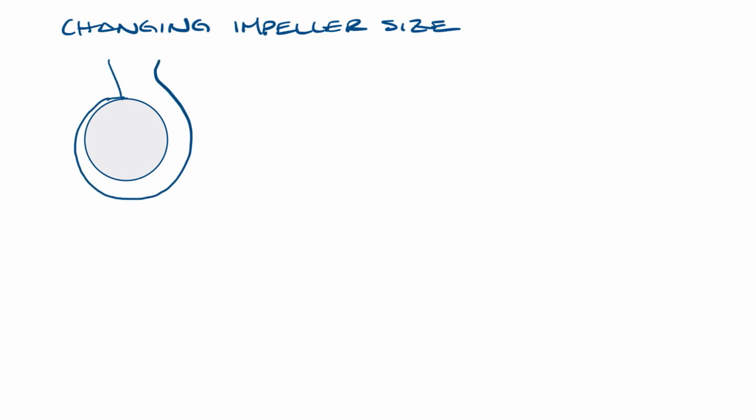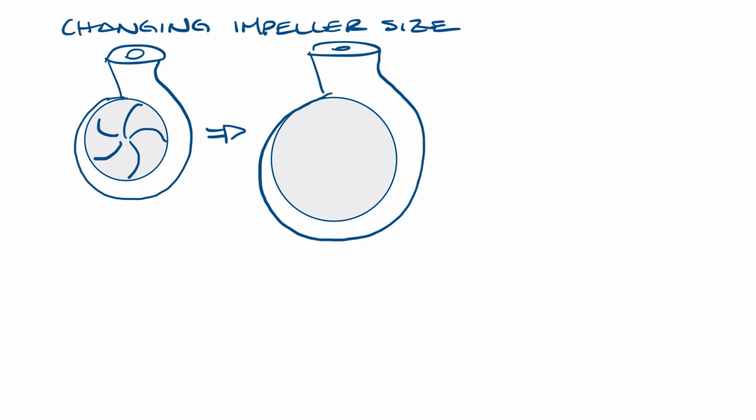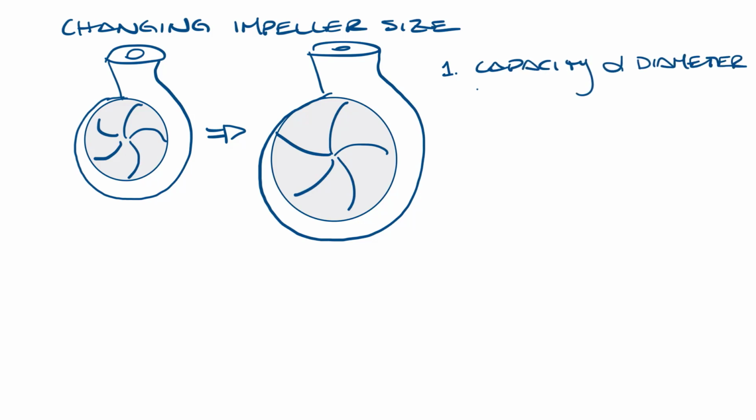The second set of pump affinity laws has to do with changing the impeller diameter. So let's draw in our pump again and our new larger impeller pump. So again, the first affinity law in this set is that the capacity is proportional to the diameter of the impeller. So Q1 over Q2 equals D1 over D2. And you can rewrite that as Q2 equals Q1 times D2 over D1.